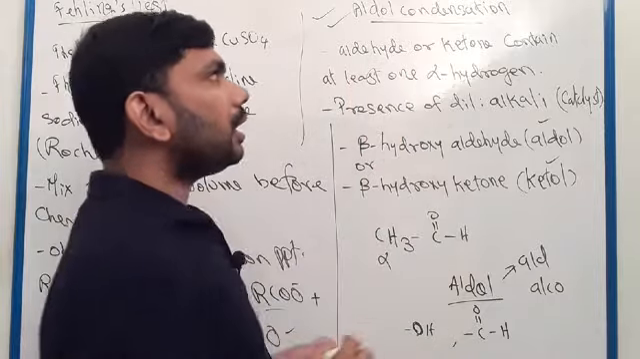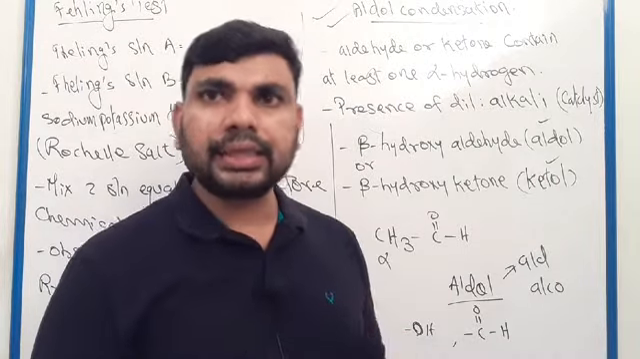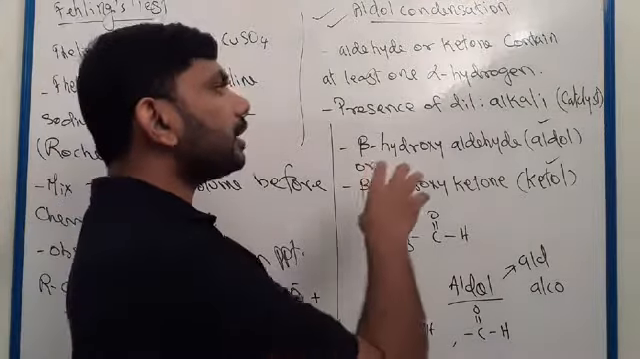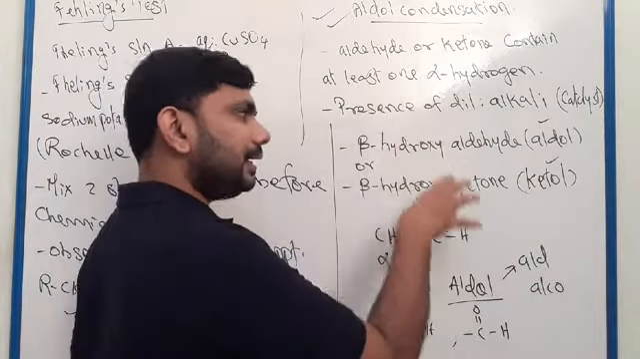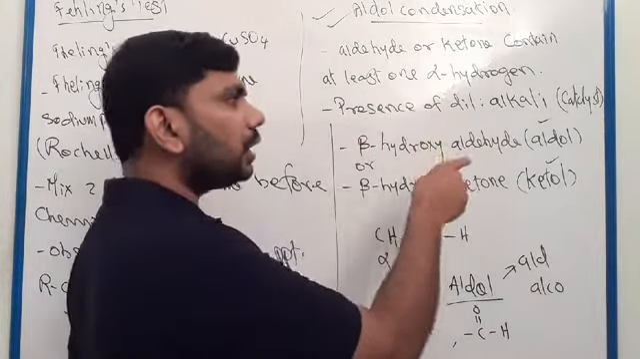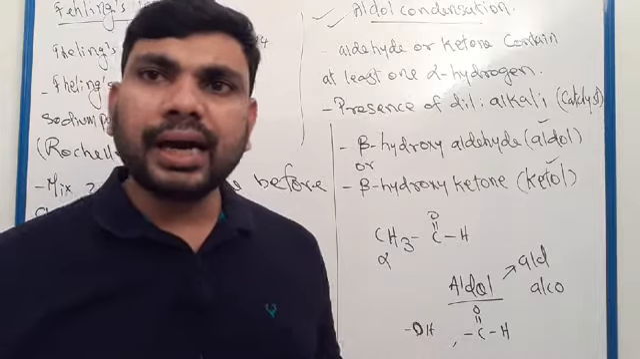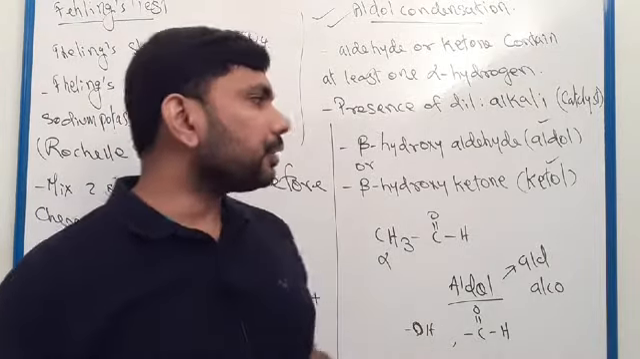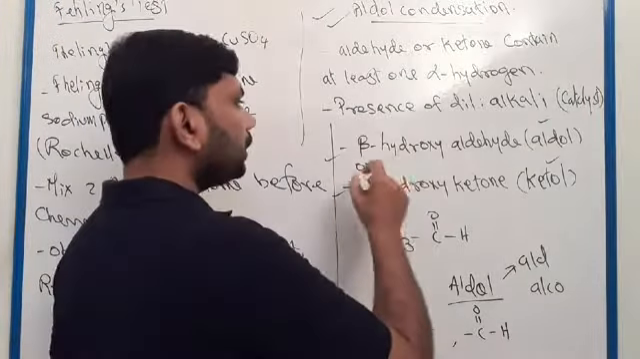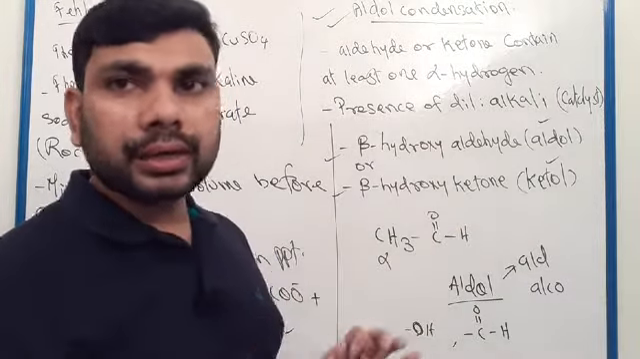But aldol condensation means this chemical reaction is common for aldehyde and ketone, not only aldehyde. By this chemical reaction aldehyde gives aldol and ketone gives ketol. Aldol means the compound which contains aldehyde and alcohol. Ketol means the compound which contains ketone and alcohol. Here aldol and ketol are the products, but generally the reaction is named aldol condensation.